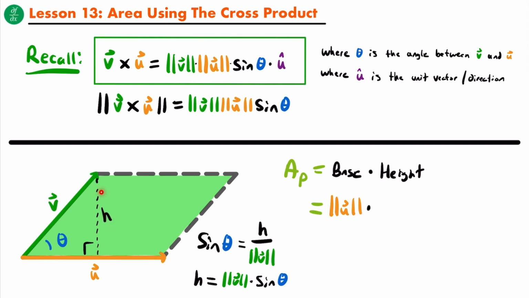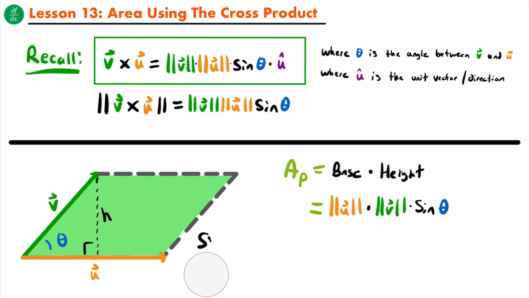That is the height of this parallelogram. So we can plug that into our area formula here. The area of a parallelogram is equal to the base times the height. We had the base, but now we also have the height. So let's plug that in. We'll have the magnitude of vector u times the magnitude of vector v times sine of theta, the angle between vector v and vector u, right here.